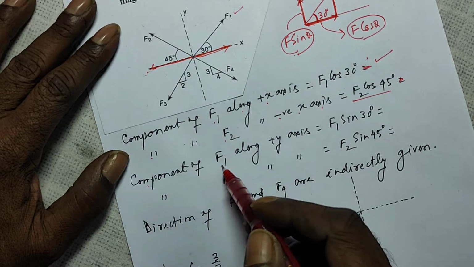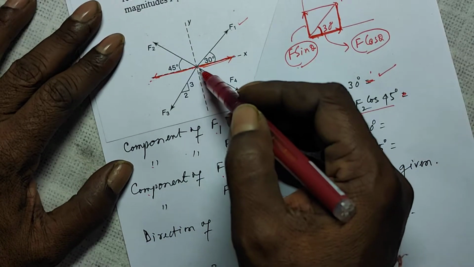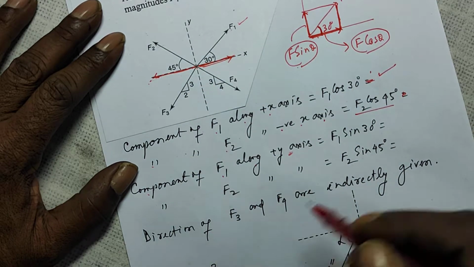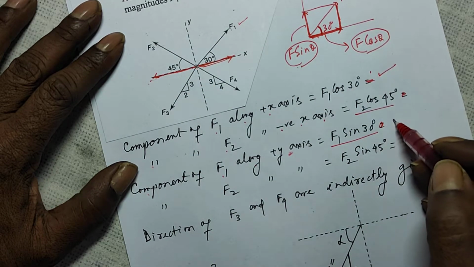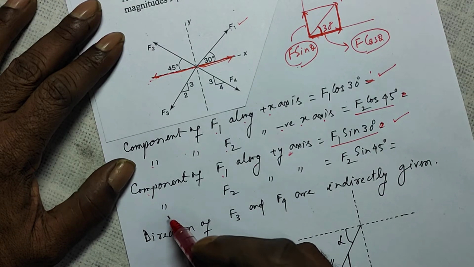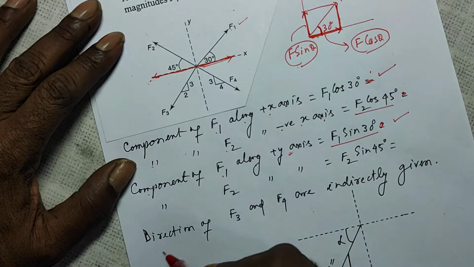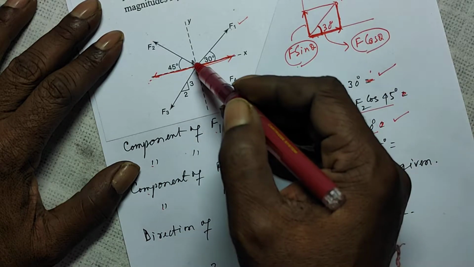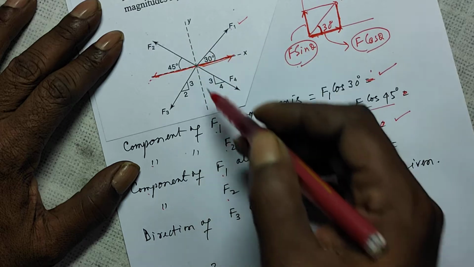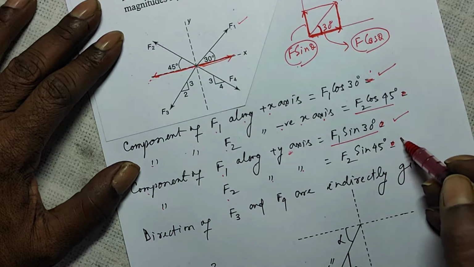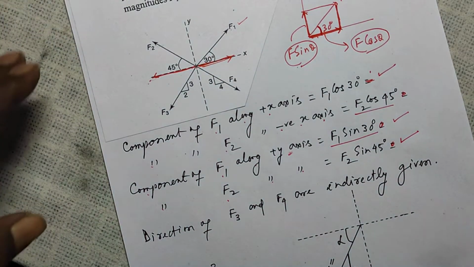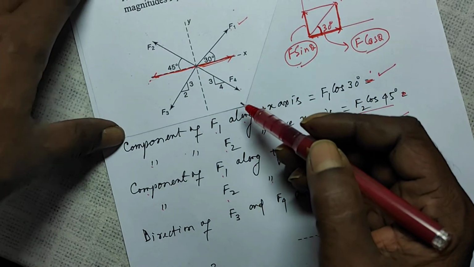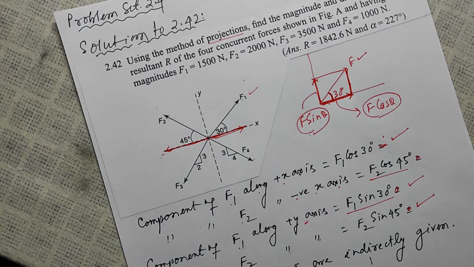Similarly, the component of F1 along the positive y-axis will be F1 sin 30. No need to find out. We'll put it in a scientific calculator. And the component of F2 along the positive y-axis will be F2 sin 45. Now, F3 and F4, their numerical values are given.